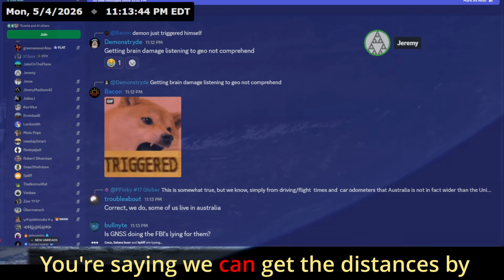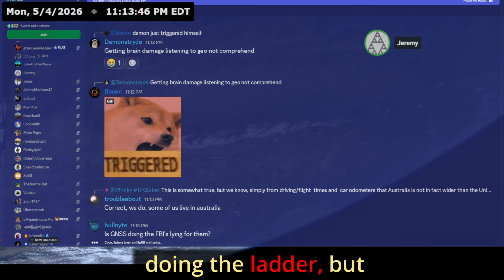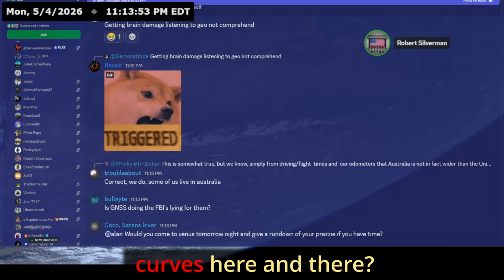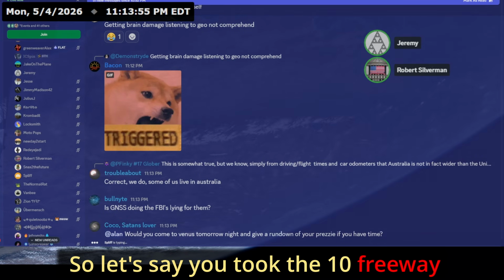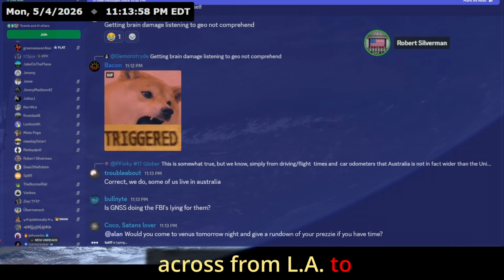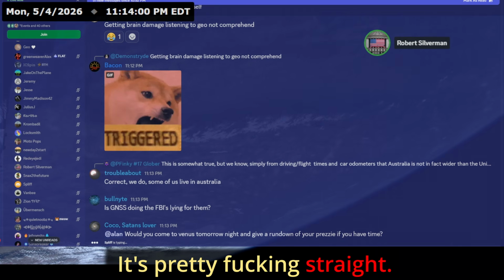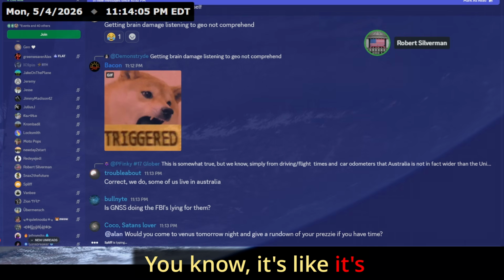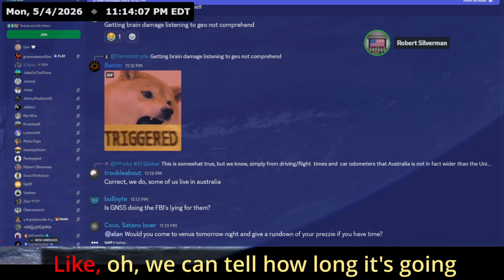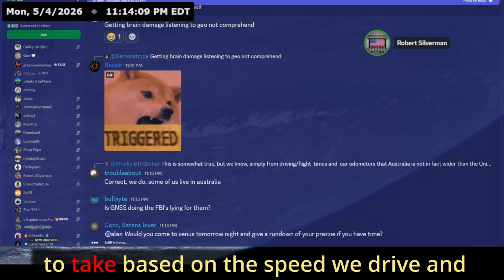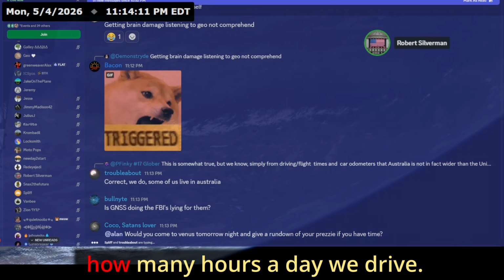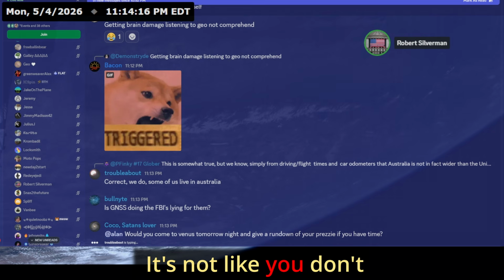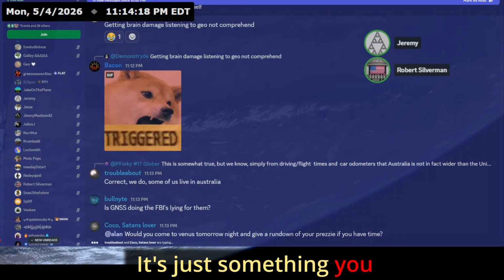What's the point? You're saying we can get the distances by doing the latter, but that's not the distance, though. Well, are you saying that because you're taking a road and it curves here and there? Let's say you took the 10 freeway across from LA to Jacksonville, Florida. It's pretty straight. It might curve here or there, but we know that distance. It's not like it's a big conspiracy. We can tell how long it's going to take based on the speed we drive and how many hours a day we drive. You can figure this out on your own. You don't need the government, dude.